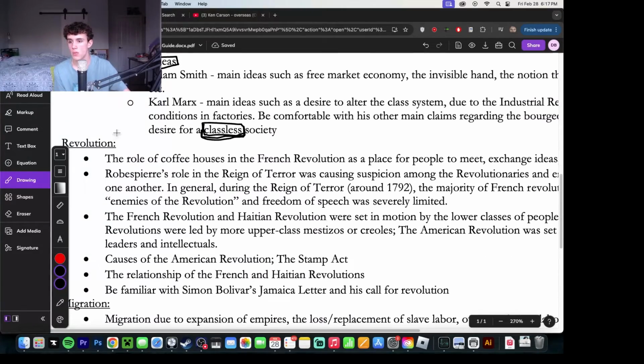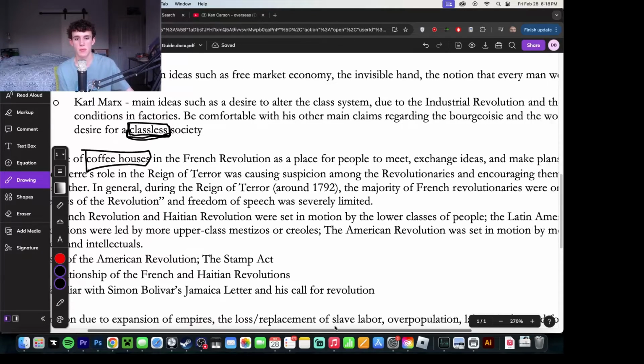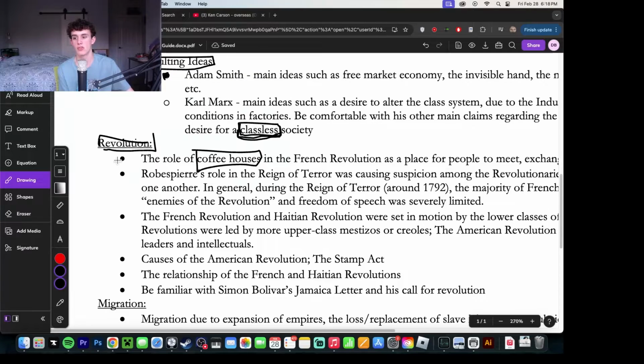Okay. Revolution. So revolutions started happening a lot because now that people have money, these colonies can actually revolt. And they're like, hey, we're not getting paid. Hey, we can do better. So coffee houses in the French Revolution. Places like basically old-timey Starbucks, I guess you could say. It was a place for people to meet, exchange ideas, and make plans, which is just social stuff, and social stuff has always been important throughout history.